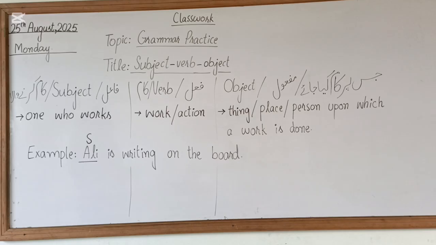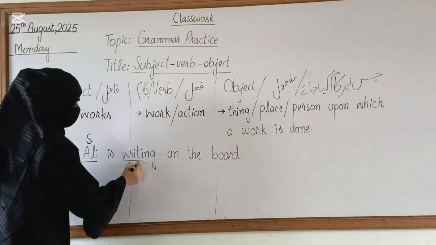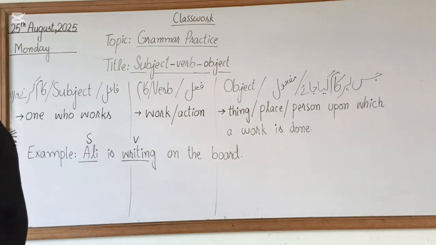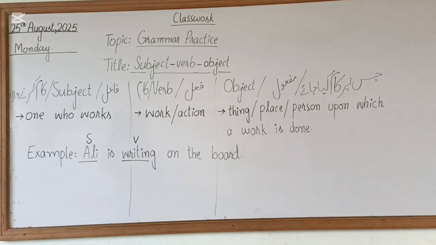Yeah, the action being done in this sentence is writing. Likhna. So likhna is an action, that is why it is a verb. And it is the fourth form of verb containing ing. Write, wrote, written and writing. Okay. So now we all have to identify what the object in this sentence is.